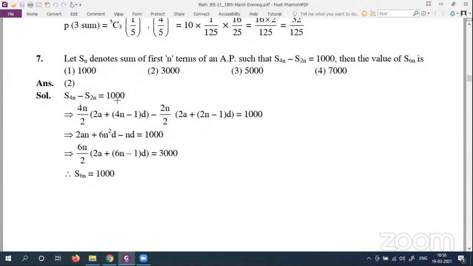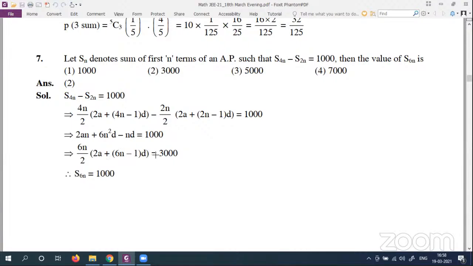So apply the formula for the sum of n terms of an AP, n by 2 times 2a plus n minus 1 times d. So applying that formula for finding the sum to n terms of an AP and simplifying that, we get one equation in terms of a, n and d. And if you simplify that by taking 6n by 2 common, we get a value which will be in the form of the sum to 6n terms of the AP.